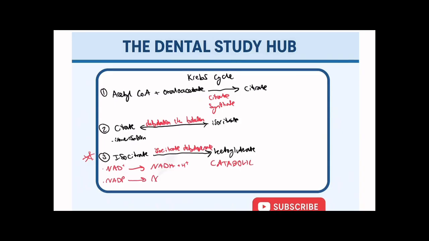And alternatively, NADP can be converted to NADPH plus a proton. And this is if the demands of the cell are anabolic. So like I mentioned, these differ depending on the demands of the cell. And this is because the process can be amphibolic, so it can be anabolic or catabolic. And again, this is a decarboxylation reaction, number 3.